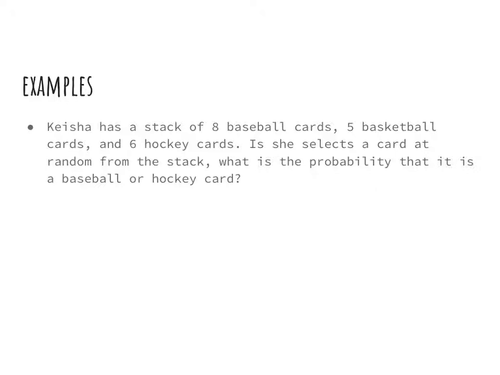Okay, so our first example, Keisha has a stack of 8 baseball cards, 5 basketball cards, and 6 hockey cards. If she selects a card at random from the stack, what is the probability that it is a baseball or hockey card? Okay, so the first thing we need to do is figure out if this is mutually exclusive or not. Can she draw a card that is both baseball and hockey? No, because it's either baseball or hockey. So these are mutually exclusive.